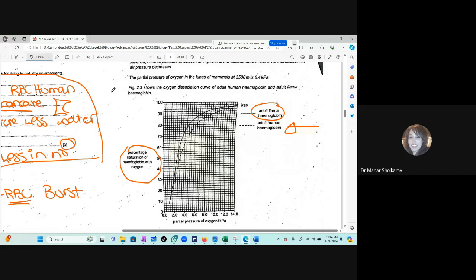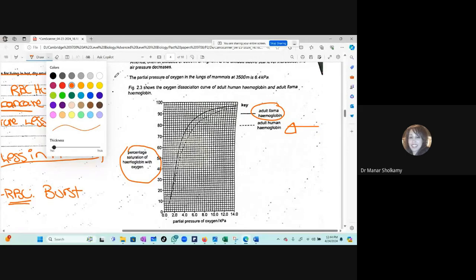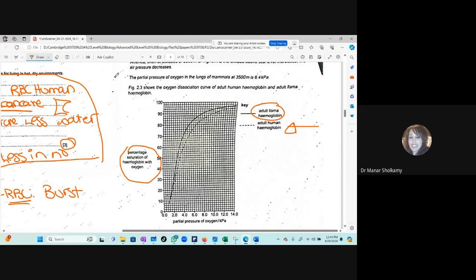Will the curve go up or down? Will the hemoglobin have more affinity or less affinity? Less affinity. Of course, less affinity. Do you all agree? Yes, of course, less affinity. You have more CO2.